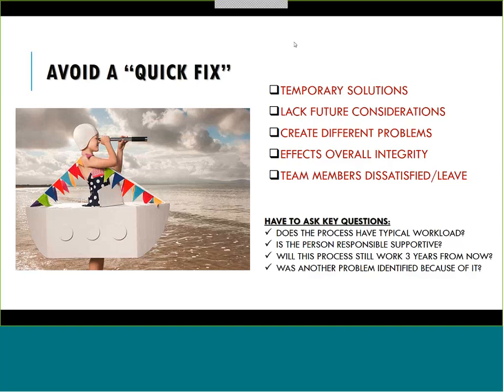It can affect the overall integrity of your whole CCM program. And if you have a team member that's being assigned a solution that they feel is a quick fix, but not really the solution that they wanted, that team member will become dissatisfied and could eventually leave. I talked about that with the 24/7, you know, a lot of people talking about the different call solutions. If the process that's being decided on is not something that fits for you long term, then you need to have those conversations at the beginning.